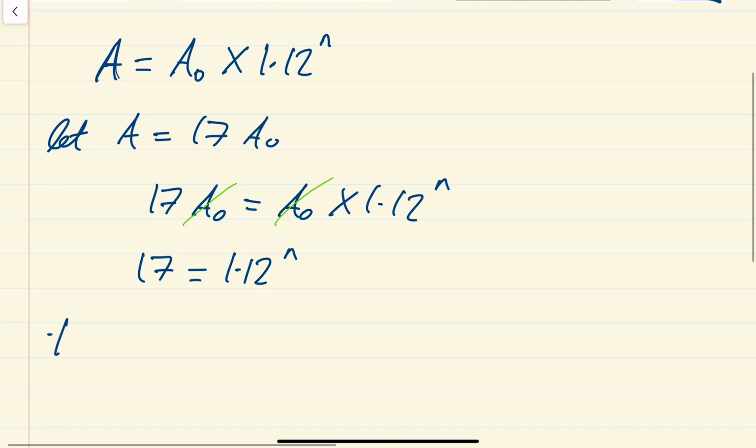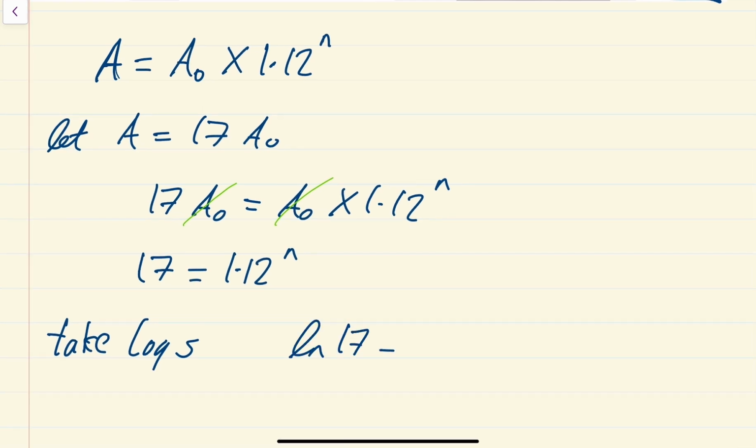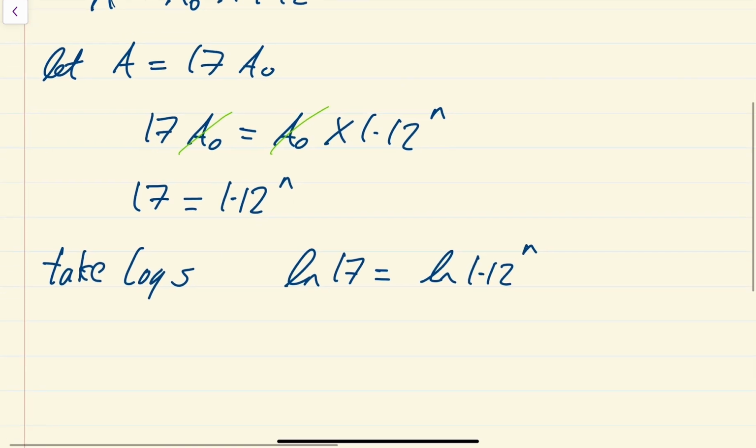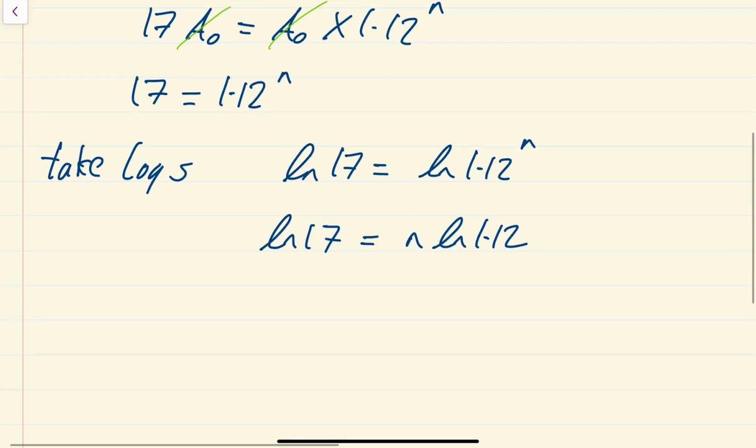And then you can just take logs. I'm going to use the ln button. ln of 17 is equal to ln of 1.12 to the power of n. Now that line, very few people write that line in, and I don't myself, to be honest. But that's just ln of 17. This thing here, using your third rule of logs, could just be written as n ln 1.12. And then ln of 17 gets divided by ln of 1.12 to give you your n.